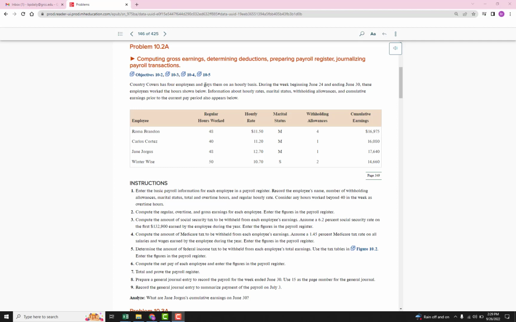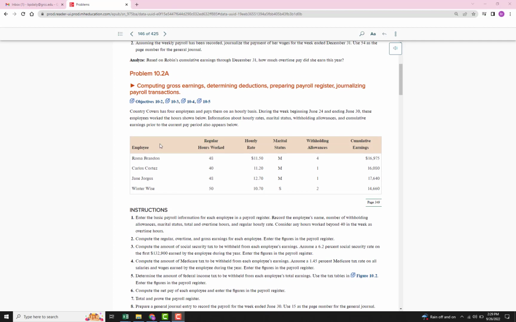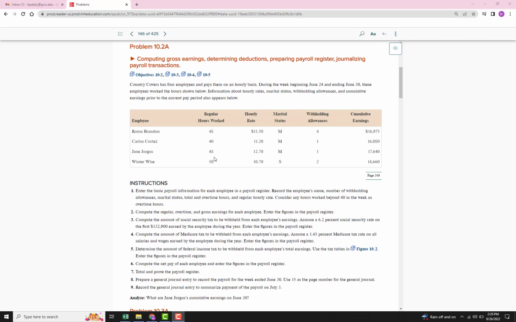So I'm going to read this narrative. Country Covers has 4 employees and pays them on an hourly basis. During the week beginning June 24 and ending June 30, these employees work the hours shown below. Information about hourly rates, marital status, withholding allowances, and cumulative earnings prior to the current pay period also appears below. So we've got a list of the 4 employees' names. We have the number of hours that they worked. We have their hourly wage rate, we have their marital status, the number of withholding allowances, and their cumulative earnings prior to this pay period for the year.